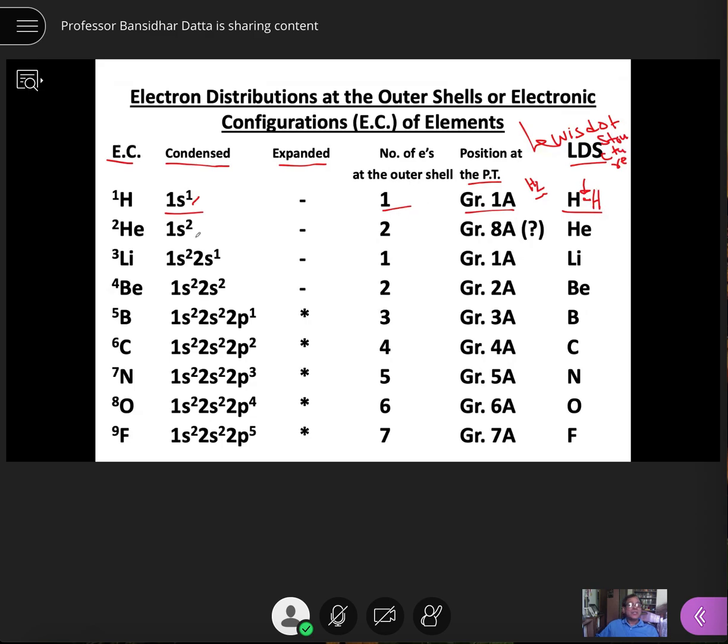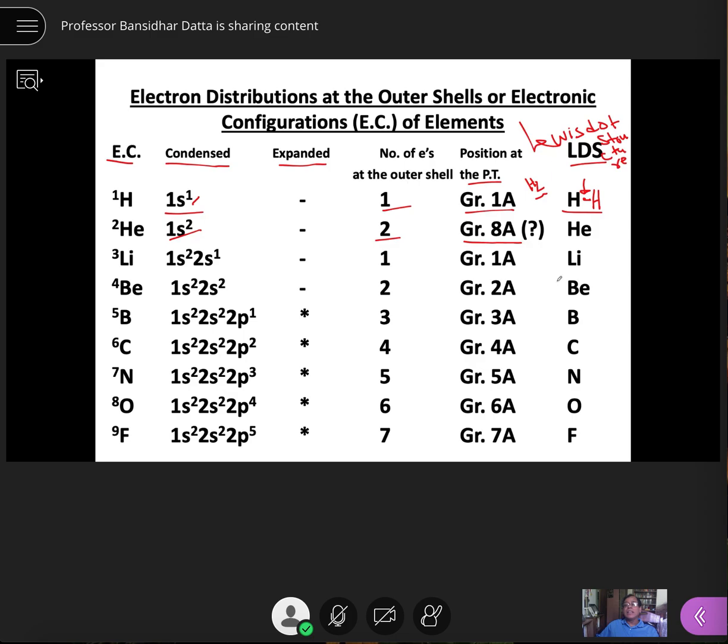All right. Let's go to helium. Helium has atomic number 2. 2 protons are in the nucleus along with the neutrons, and 2 electrons in the extranuclear space. And therefore 1s2 is filled up. S can hold up to 2 electrons. So the number of electrons in the outer shell is 2, right? But the position in the periodic table is 8A.